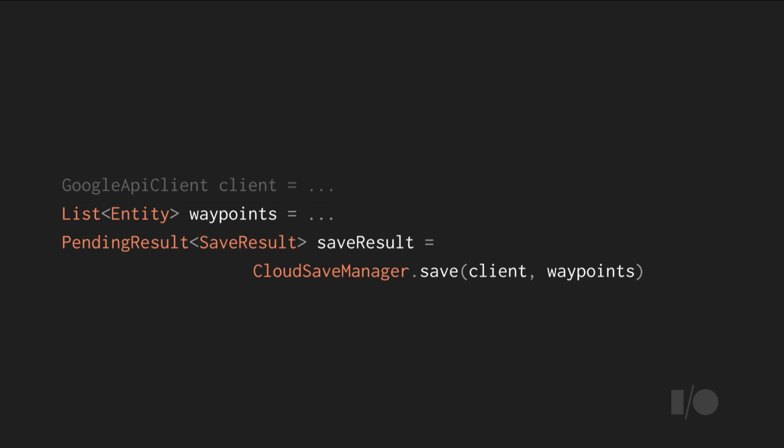where you can either set a callback. So when the result arrives, the callback will be called, or you can just call a blocking method, await, and you can wait for the result to come back.